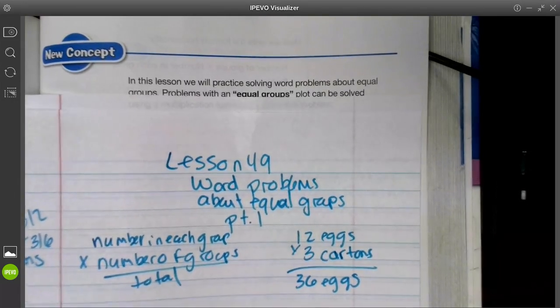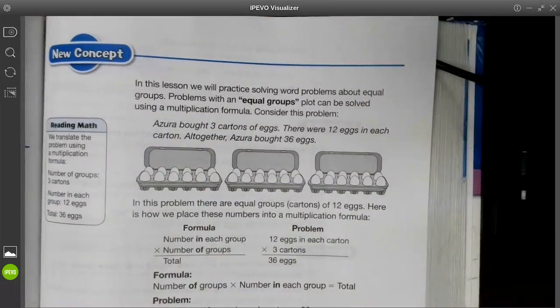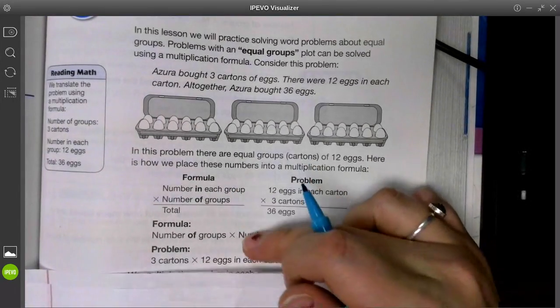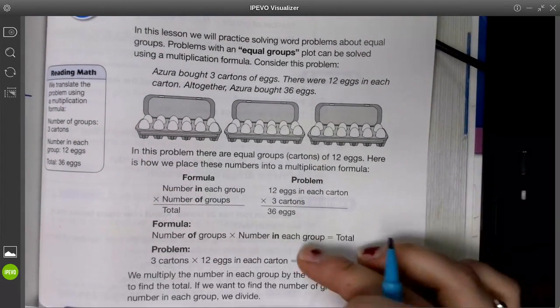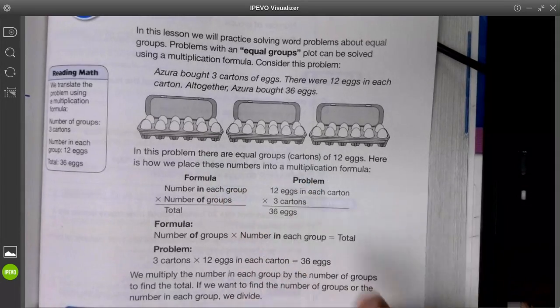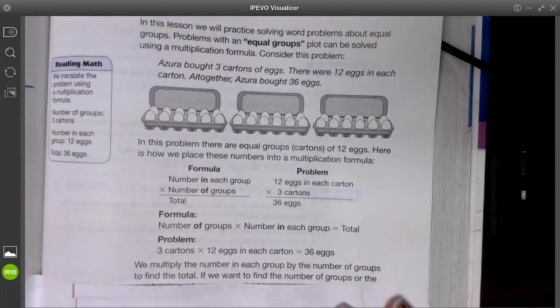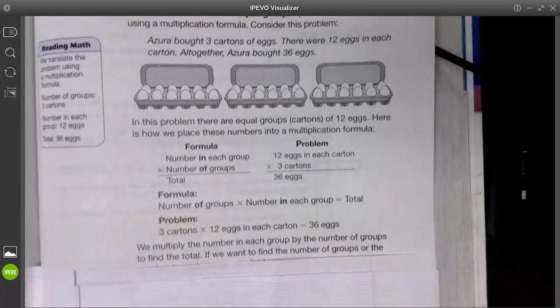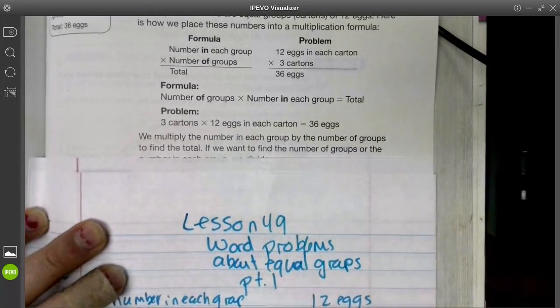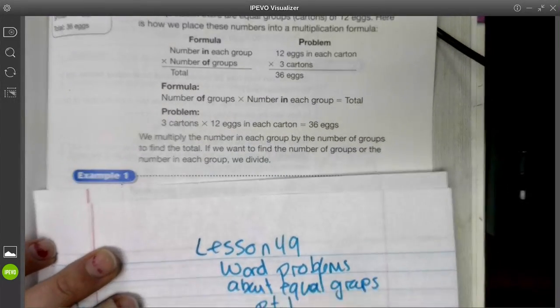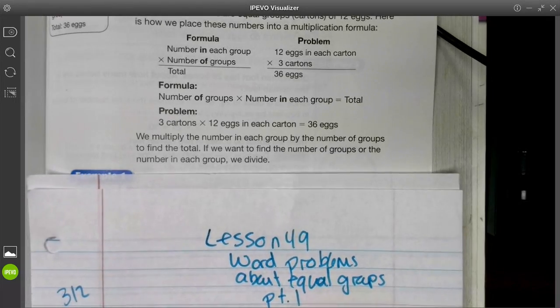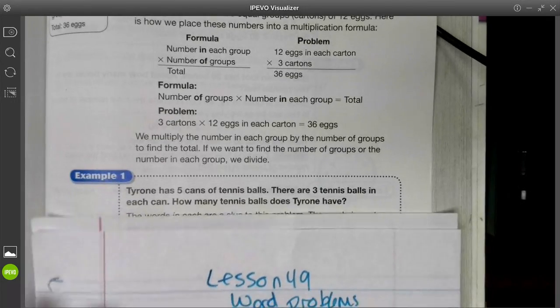You can do it vertical or you can do it horizontal, up to you. I know most of us in here do it vertically. That will work great, just show your work. So we multiply the number in each group by the number of groups to find the total. And if we want to find the number of groups, then we divide. We have to reverse it.